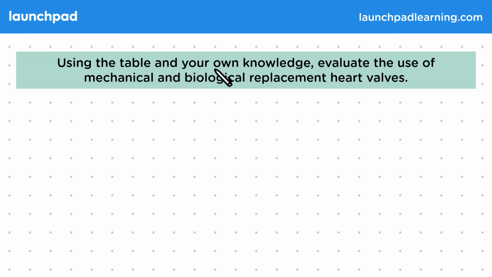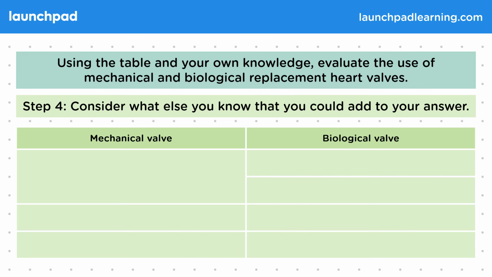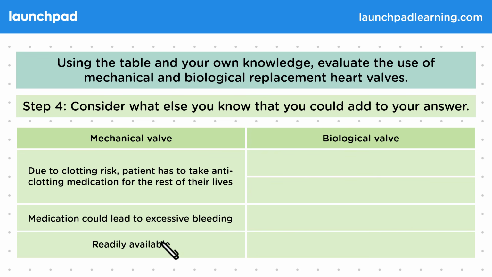Because the question asks you to also use your own knowledge, you could also say several other things. So step 4, consider what else you know that you could add to your answer. Questions don't always ask you to use your own knowledge as well, but here it does. So what do we know about mechanical valves? Due to clotting risk, a patient has to take anti-clotting medication for the rest of their lives. This medication could lead to excessive bleeding. However, mechanical valves are readily available.